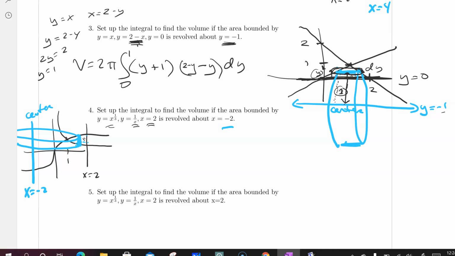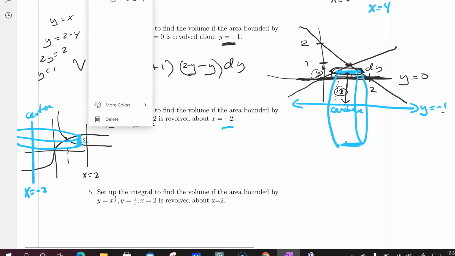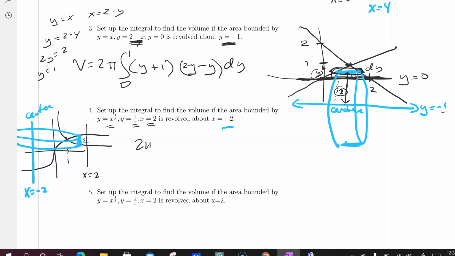Okay, so let's think about what we've got here. So we've got 2 pi radius, height, and it's dx integration because the thickness of this rectangle is dx, right? So let's talk about radius. So the radius of where I'm building the rectangle from, this is the y-axis here, and this is a distance of x, right? This is a distance of x where I'm building the rectangle.